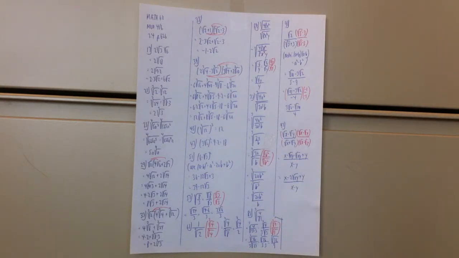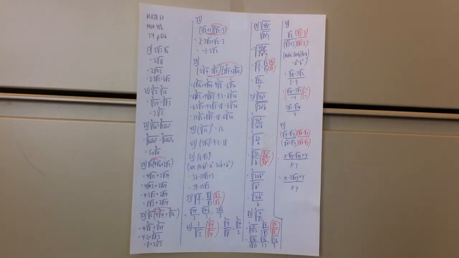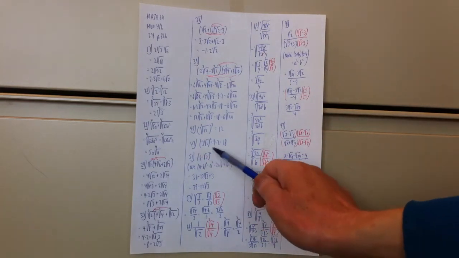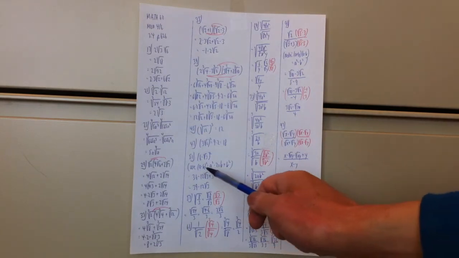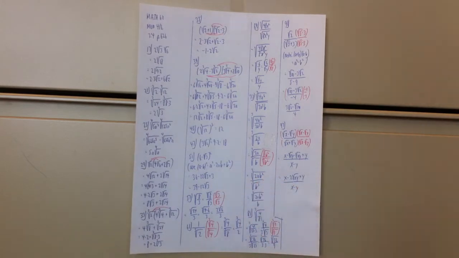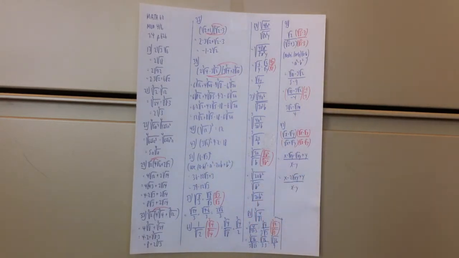51, 6 minus radical 3 squared. You could FOIL it by going 6 minus radical 3 times another 6 minus radical 3. I'm going to go ahead and use a shortcut that I showed you in class. It's based on a minus b squared. The shortcut is a squared minus 2ab plus b squared.